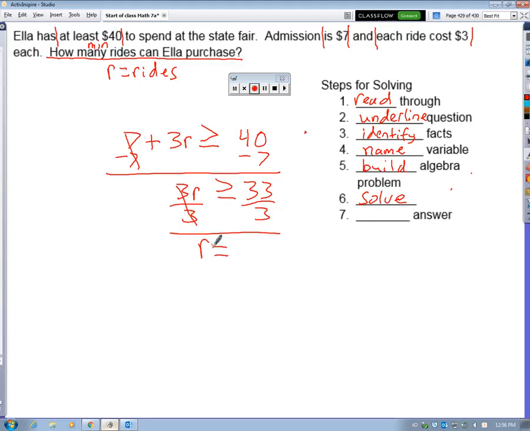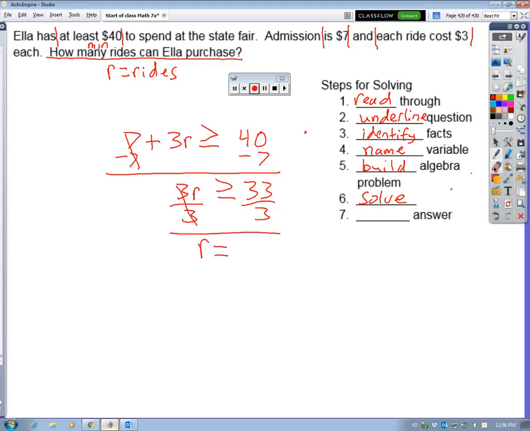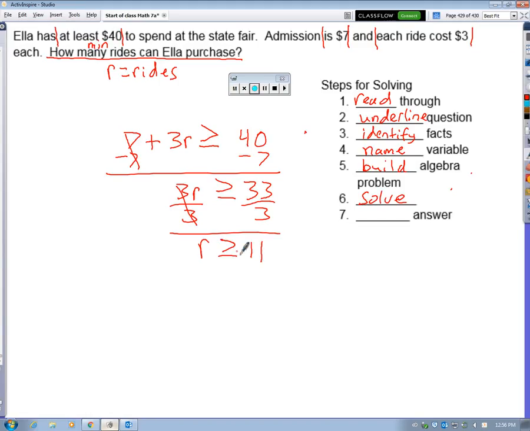Okay, the amount of rides she can go on. Oops, I put an equal sign there. I'm thinking chapter 6. Sorry about that. We need this symbol. And the amount of rides that she can go on is greater than or equal to 11, so she could go on more than 11.